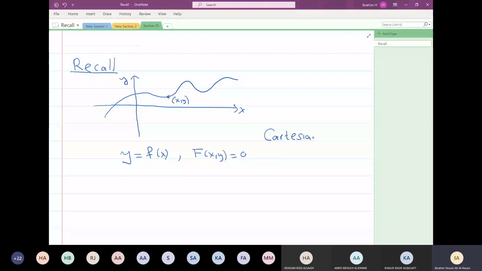Cartesian equations. This is the familiar way that we know and have seen in orientation and also in freshman year. But in Math 201, we have another way. Basically, we express the x coordinate and the y coordinate, x as a function, and y as a function of a new variable.